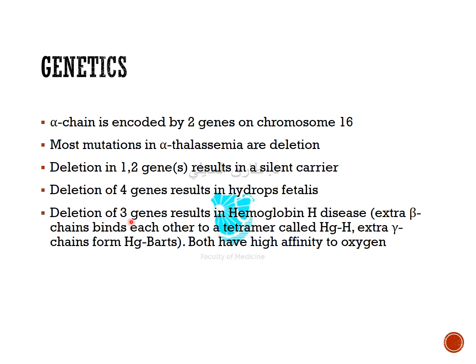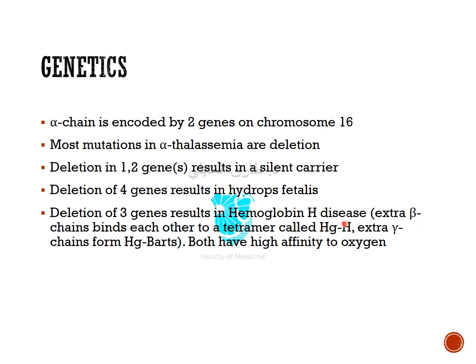If there is deletion of 3 genes, this means there is only 1 gene that is functioning, and then the patient will have a decreased amount of hemoglobin A because we have extra beta and the patient doesn't have enough alpha. So this will manifest as a clinical disease. Patients will have symptoms of anemia. It is lifelong, and we call it hemoglobin H disease. Remember, H has 3 lines, so there are 3 deletions in the alpha genes. And these patients have a lifelong thalassemia, as we mentioned.